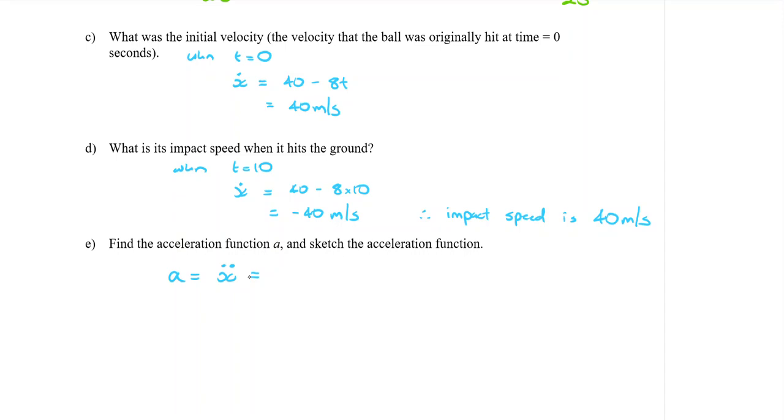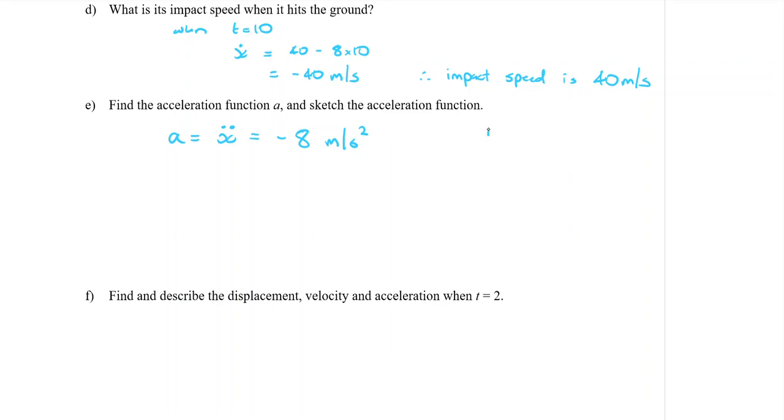What's the derivative? -8. So it doesn't matter what time is when you're talking about acceleration for this particular equation. Acceleration is always going to be -8, and that would be in meters per second squared, or meters seconds to the -2 if you prefer. Yeah, it's not changing with respect to time. It's always a constant acceleration. If I want to draw that, it's going to be a horizontal line.